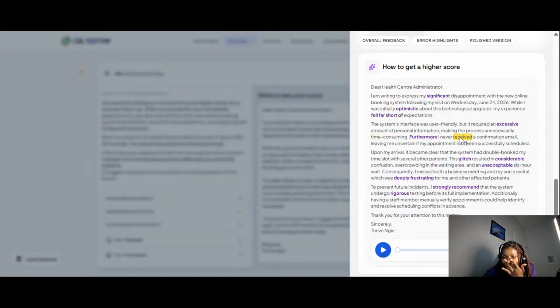Furthermore, I never received a confirmation email, leaving me uncertain if my appointment has been successfully scheduled. Upon arrival, it became clear that the system had double booked my time slot with several other patients.